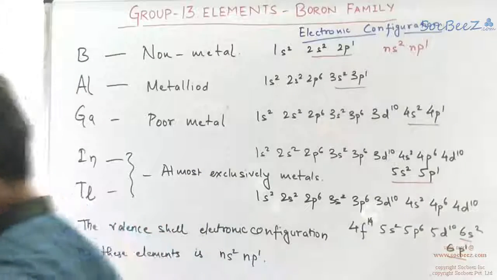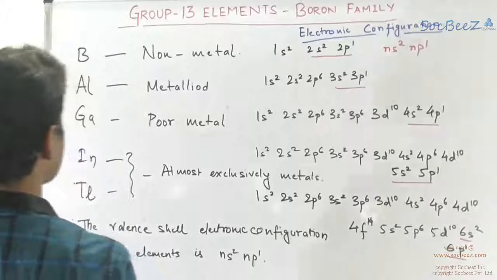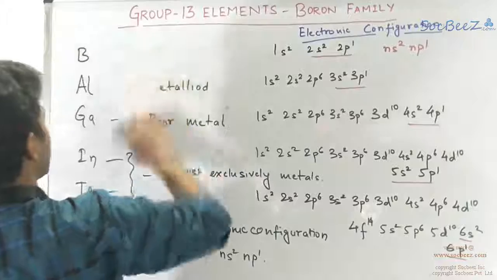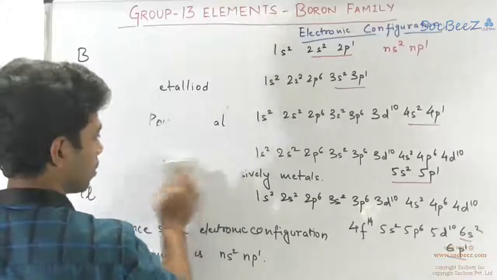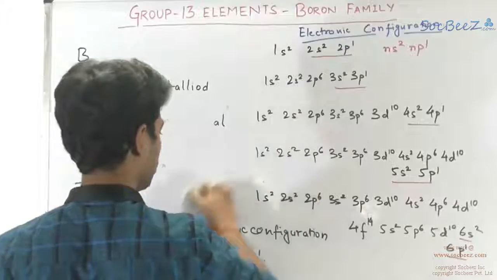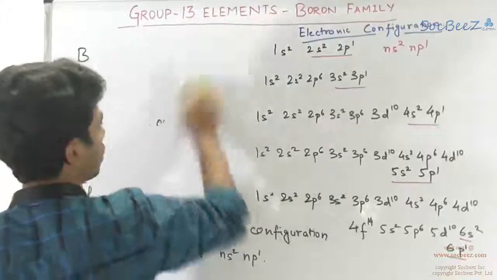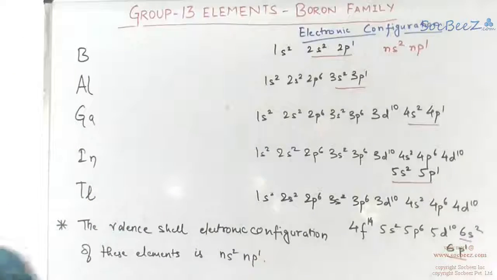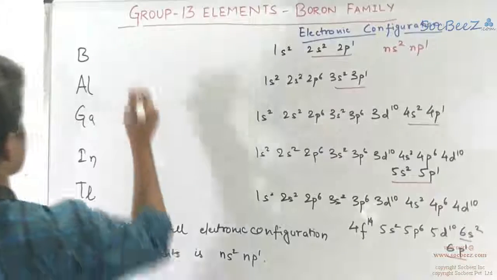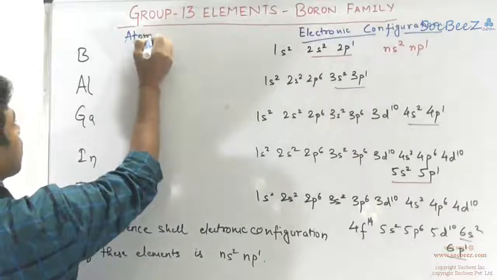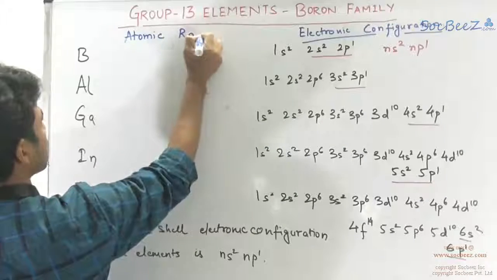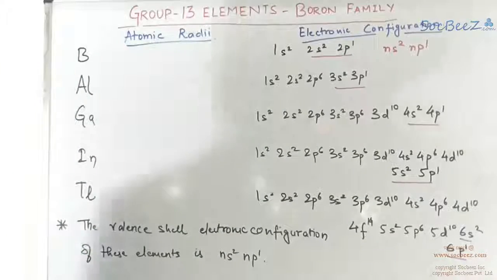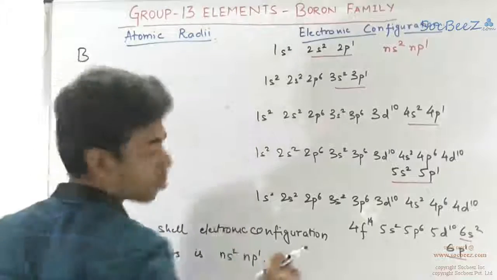Now the next point is the atomic radii. First of all, let me grab this part, because for finding atomic radii you will need these electronic configurations. Now for the atomic radii, boron has the least atomic radius.